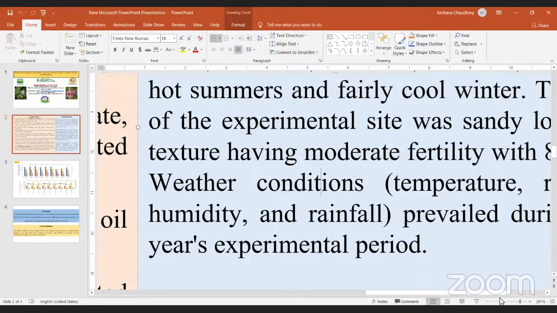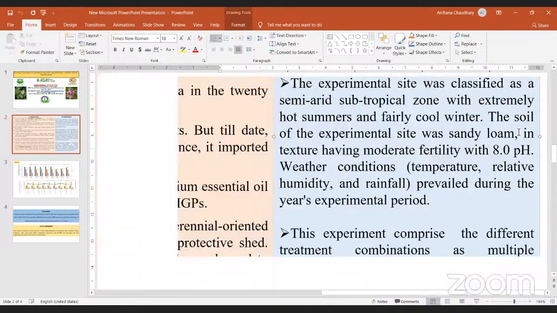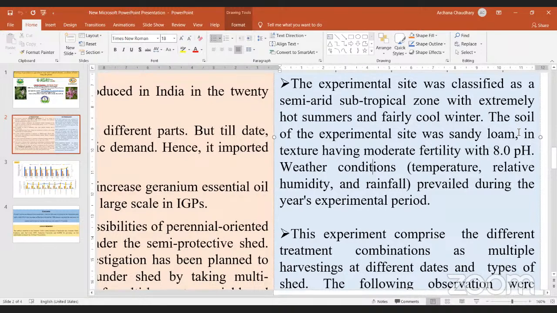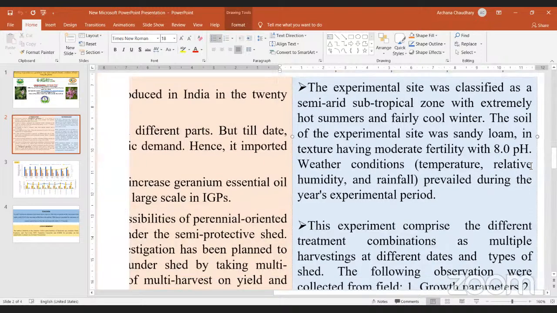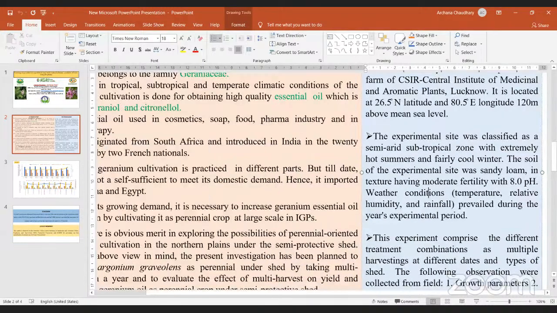This experiment comprised 4 treatments. This experiment was conducted at a semi-arid, semi-tropical zone with hot summers and very cool winters. The soil of the experiment site was sandy loam in texture, having moderate fertility with 8.0 pH. Weather conditions including temperature, relative humidity, and rainfall during the experimental period were noted. This experiment comprises different treatment combinations such as multiple harvesting at different dates and type of set. The following observations were collected from the fields: growth parameters, yield parameters, and quality parameters.